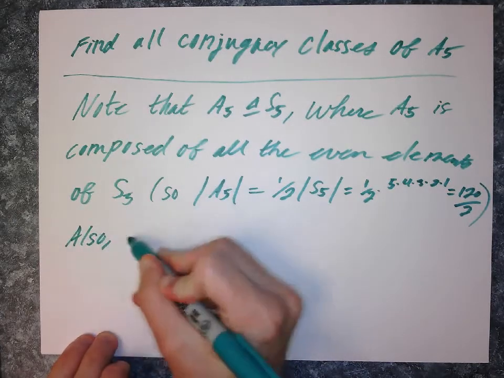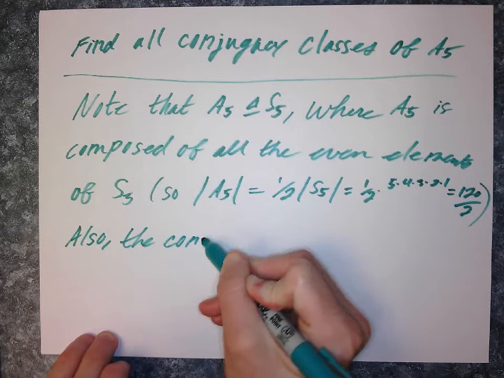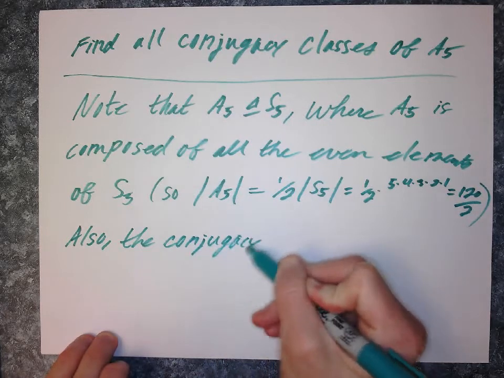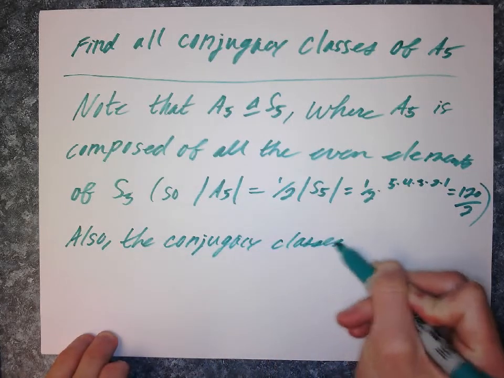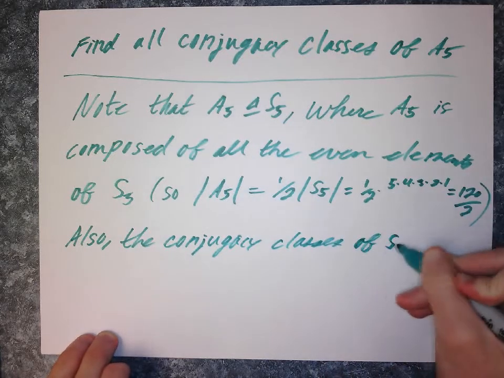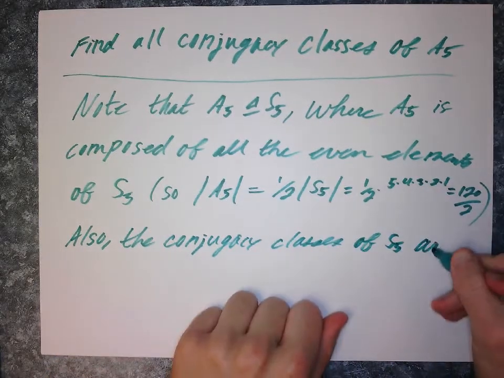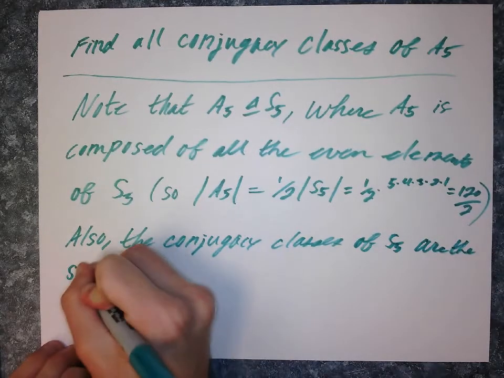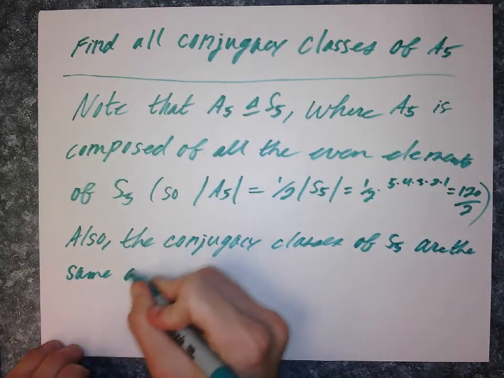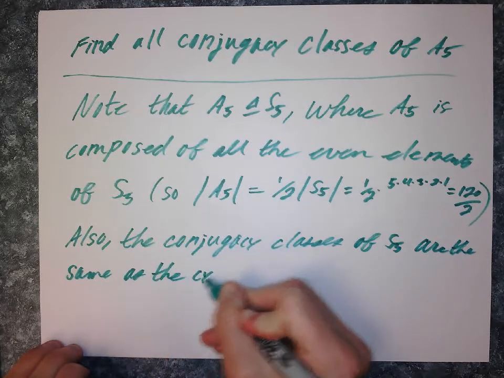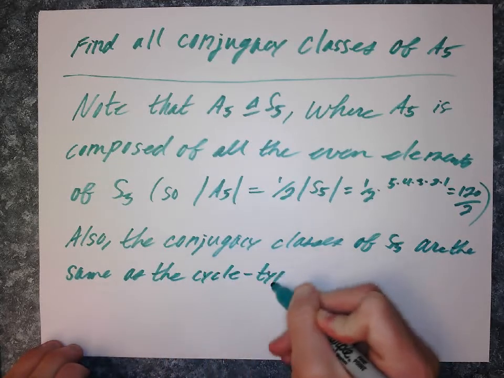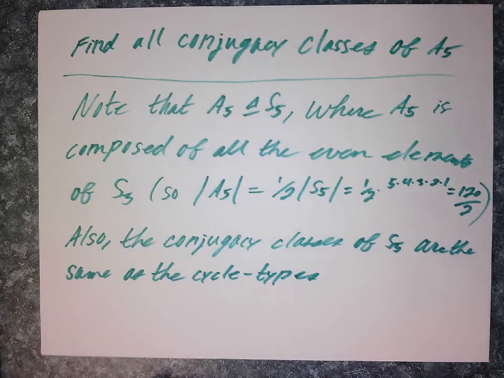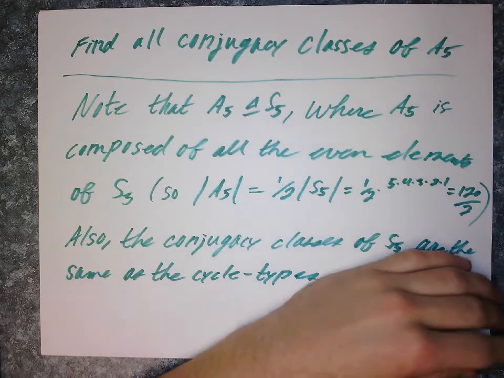Also, the conjugacy classes of S5 are the same as the cycle types. This is just kind of a theorem that's mentioned in Abstract 1. I think we proved it in Abstract 2, but it's just a thing that we kind of know. And so now we're going to make a cycle type table for S5.